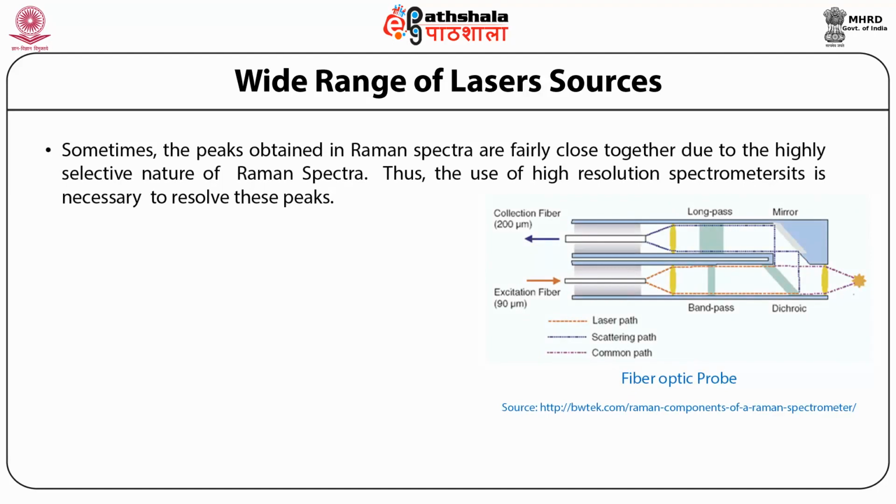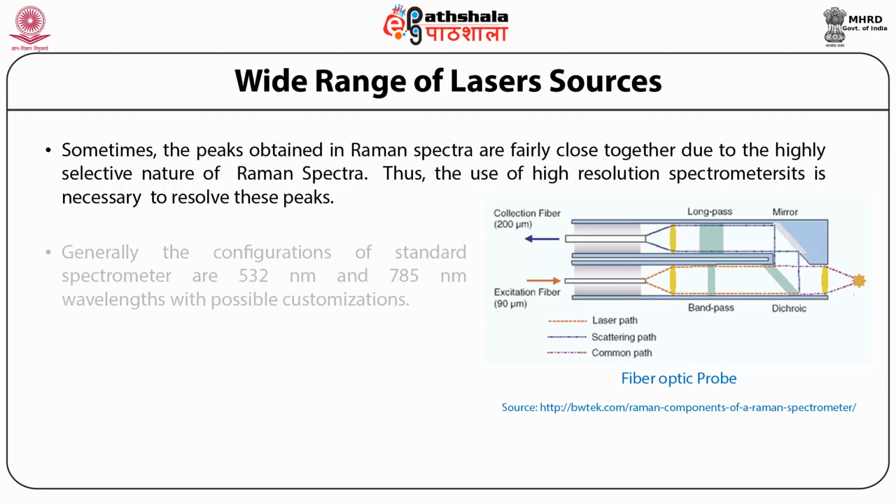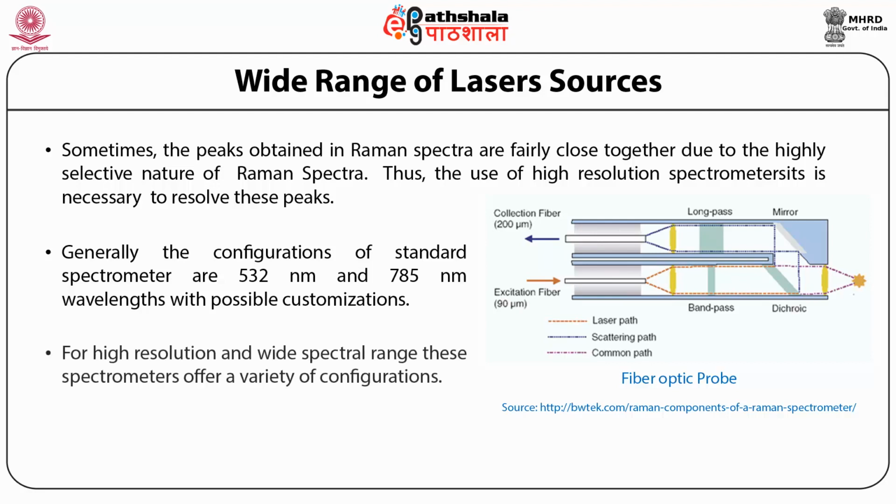Sometimes the peaks obtained in Raman spectra are fairly close due to the highly selective nature of Raman spectra. Thus, the use of high resolution spectrometers is necessary to resolve these peaks. Generally, the configuration of standard spectrometers is 532 nanometer and 785 nanometer wavelengths with possible customization. For high resolution and wide spectral range, these spectrometers offer a variety of configurations.